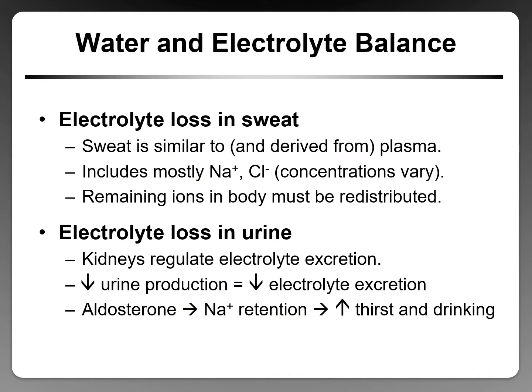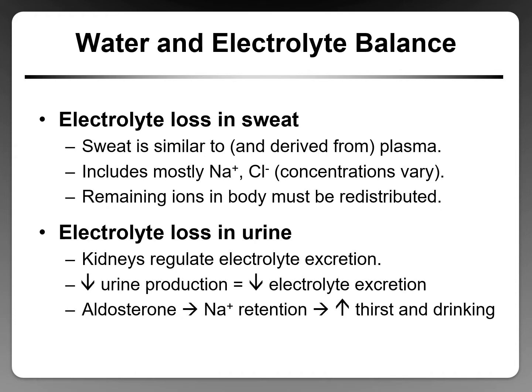You can also expect electrolytes to be lost in the sweat, and this is a normal thing that we've talked about when we were exercising in a warm environment in that chapter. Sweat is, again, going to be similar to and derived from plasma because you're taking that from the blood to try and thermoregulate. That plasma volume will decrease. Typically, you see a higher concentration of sodium and again, chlorine is going to be in that sweat.